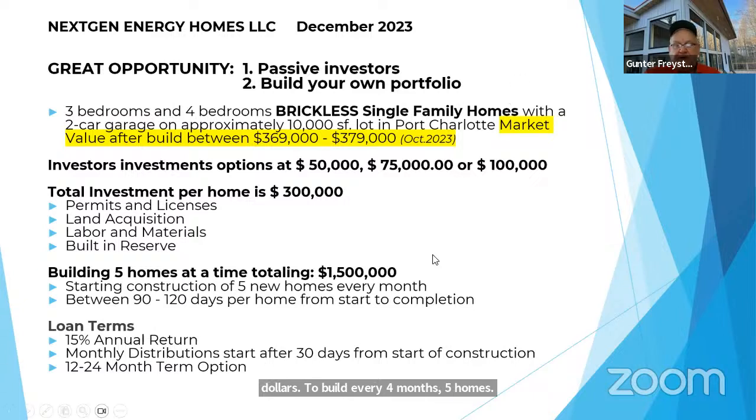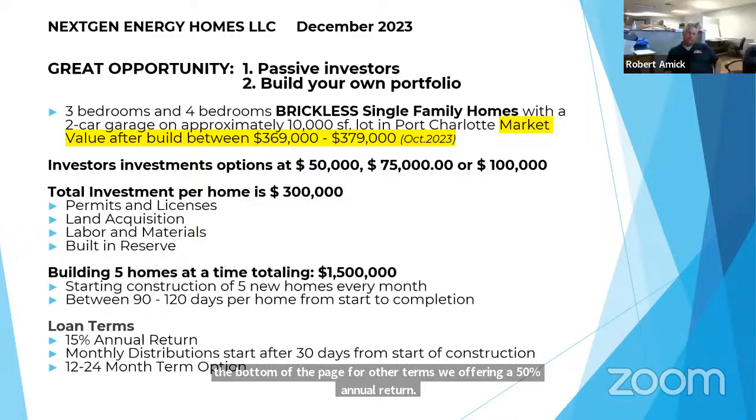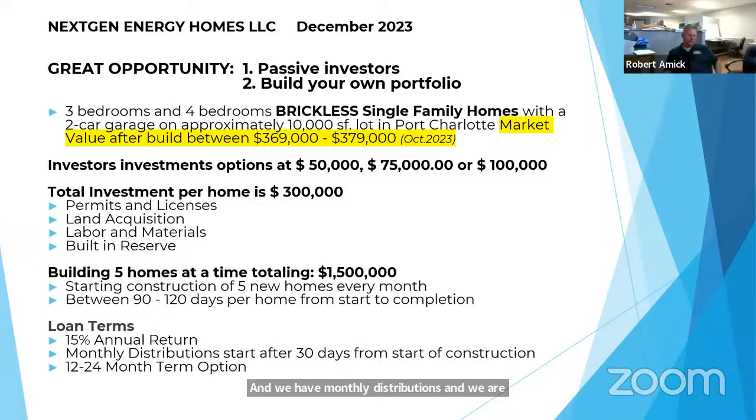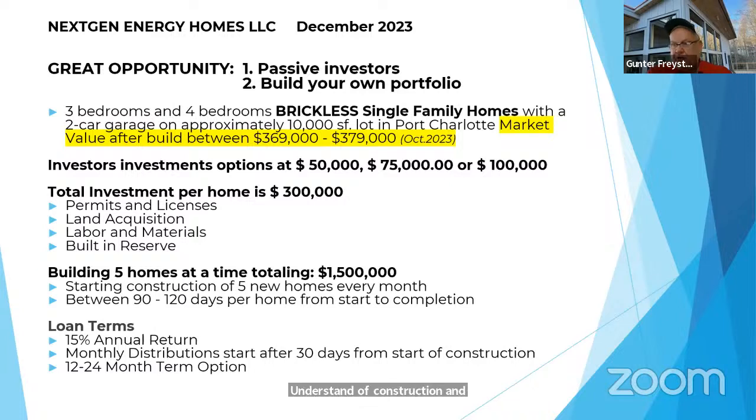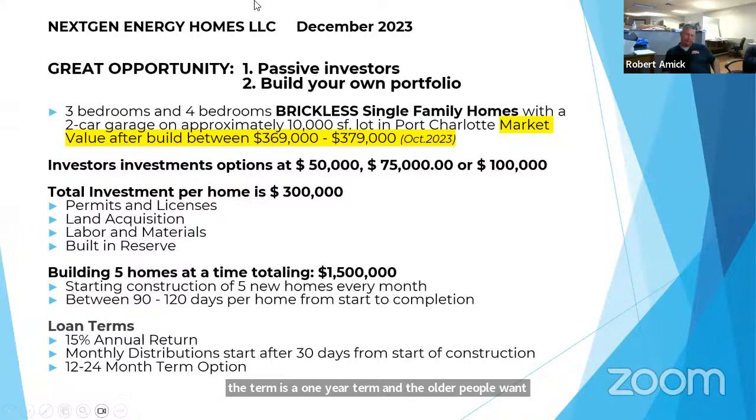And on the bottom of the page, what are the terms? We're offering a 50% annual return, and we have monthly distributions, starting 30 days from the start of construction. And the term is a 1-year term. Down the road, when people want to extend this or new people are coming in, we're going to be open to 2-year terms too.